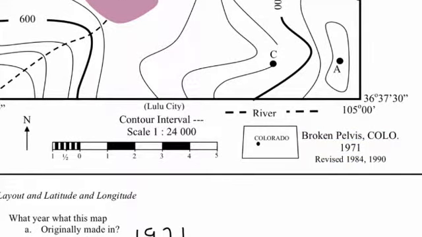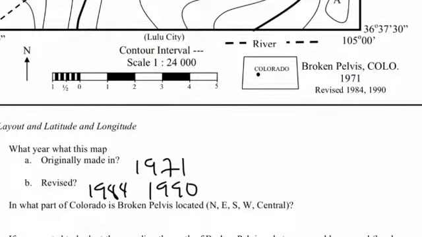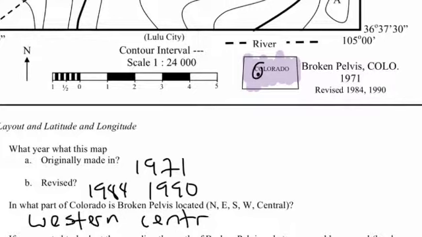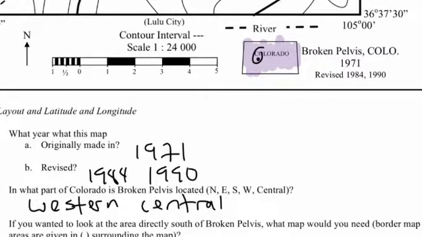Then the next question it asks is, what part of Colorado is Broken Pelvis located in? That's always given to you on any topographic map right here. It shows the state of the area that you're talking about, and the dot that's given to you right here shows where Broken Pelvis is. So this would be kind of like the western central part of the state.